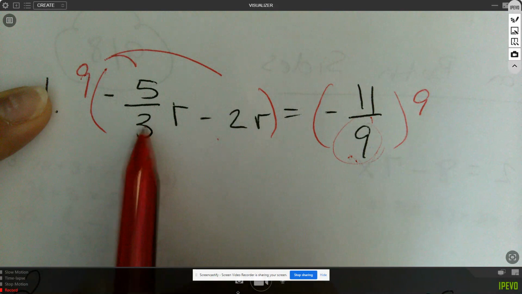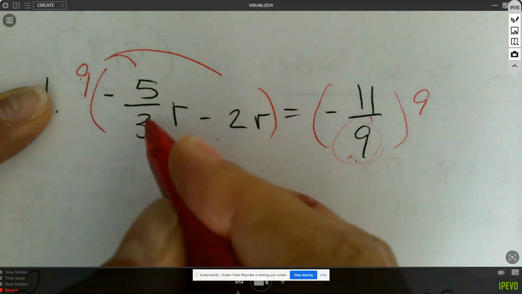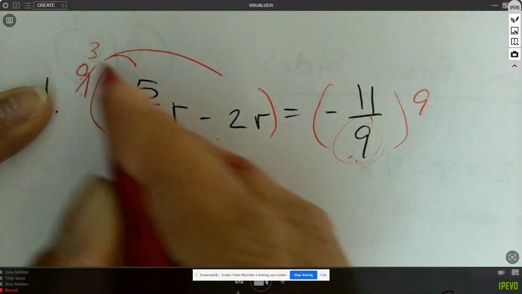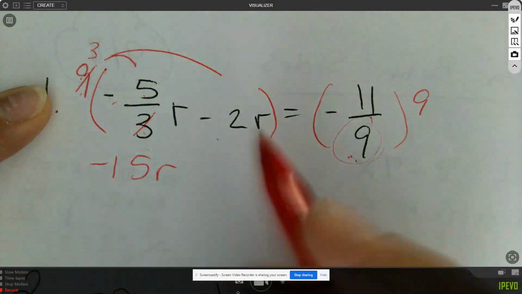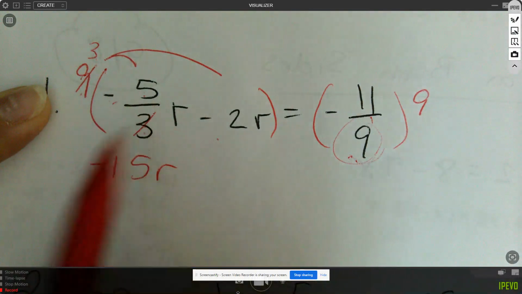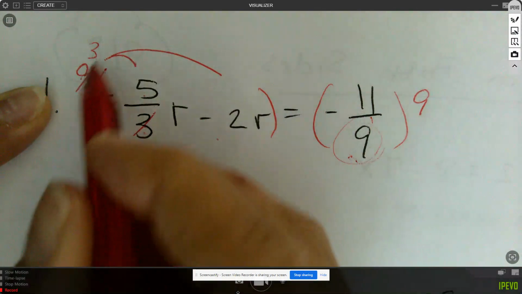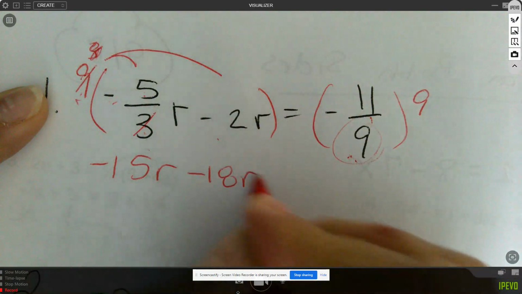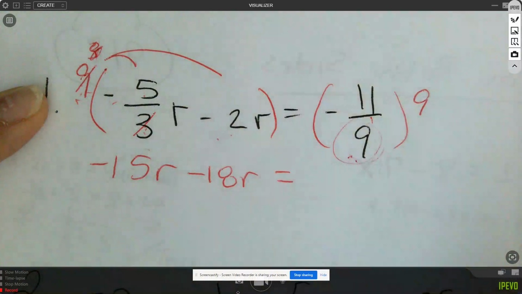So 9 times negative 5 over 3. If you don't have a calculator at home that'll do that, you can use Desmos. So 9 times negative 5 thirds, this technically is a cross cancel. 3 goes into 9 3 times, and 3 times negative 5 is negative 15r. So that's how you can do that in your head. But otherwise you would just do 9 times negative 5 thirds, and the calculator is going to tell you negative 15. Bring down the r. And don't forget, you do have to do the 9 times the negative 2. So that's negative 18r.